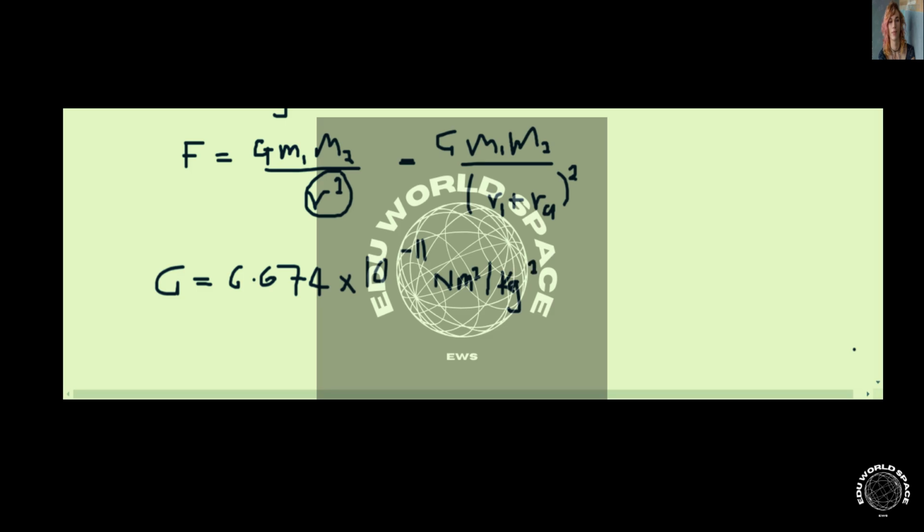And then the mass of the Earth, let's say M1, is given as 5.98 times 10 to the power 24. Remember, since it's mass, the unit is kilograms. That's the SI unit we should be working with.